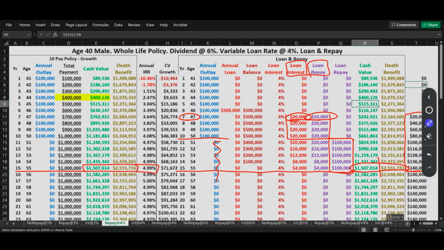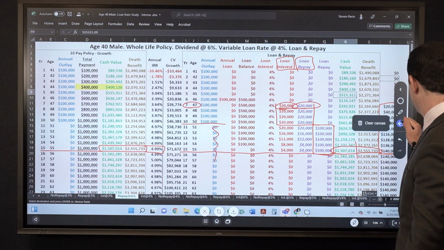So this is what is referred to as a non-direct recognition policy. And really what that means is that the insurance company does not recognize the fact that we take loans against the policy, and continues to apply the same dividend rate on any money in cash value and what we've loaned against it. So let's continue on here.